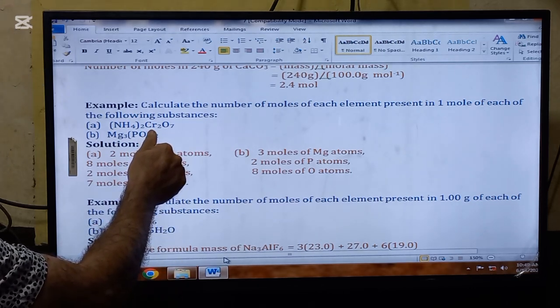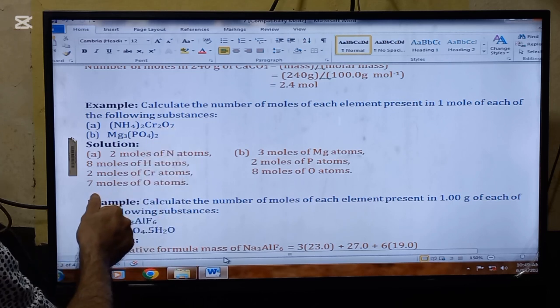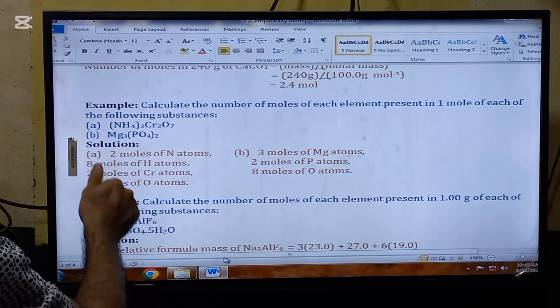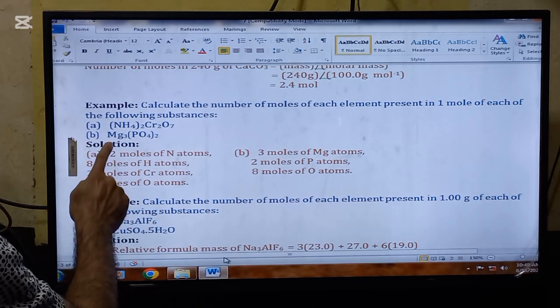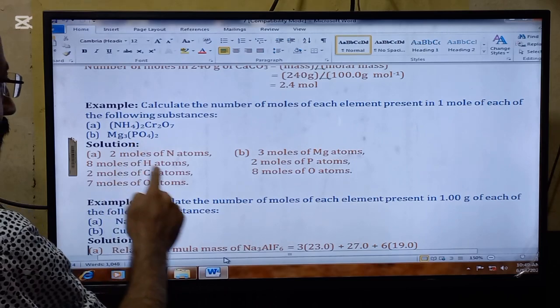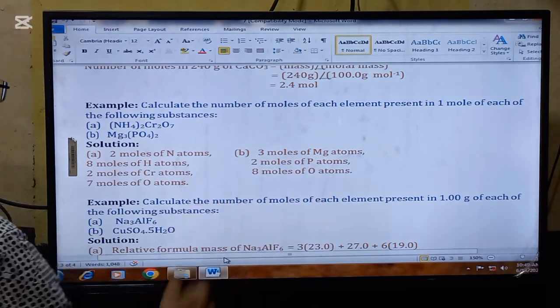Chromium, Cr, is 2, so 2 moles of Cr, and O is 7, so 7 moles of O. So this is the solution of the first part. Now look at the second part. There are 3 moles of magnesium, 2 moles of P, and 8 moles of O. So this is the answer.